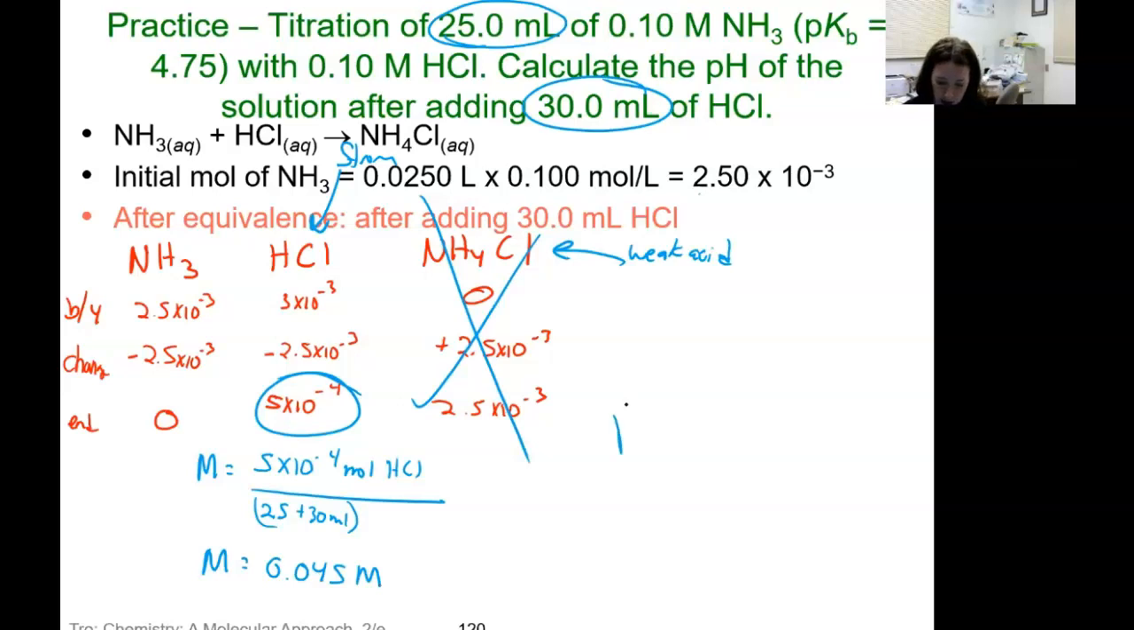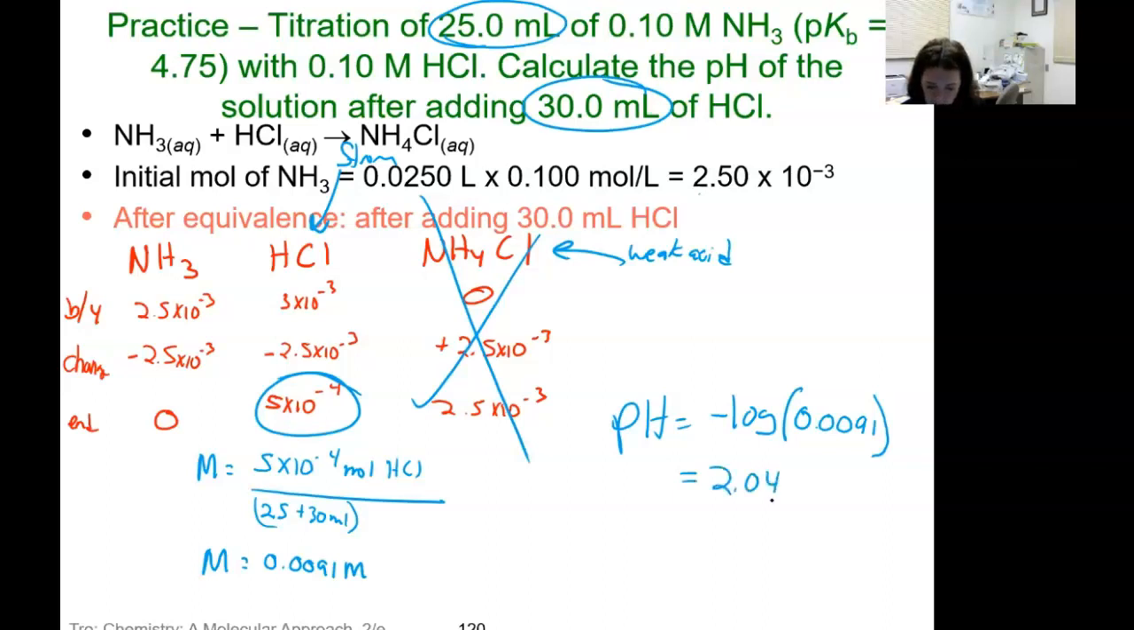And then our pH is just negative log of, that's not my molarity, I just put this number here. Your molarity is 0.0091. Negative log of 0.0091 equals 2.04.